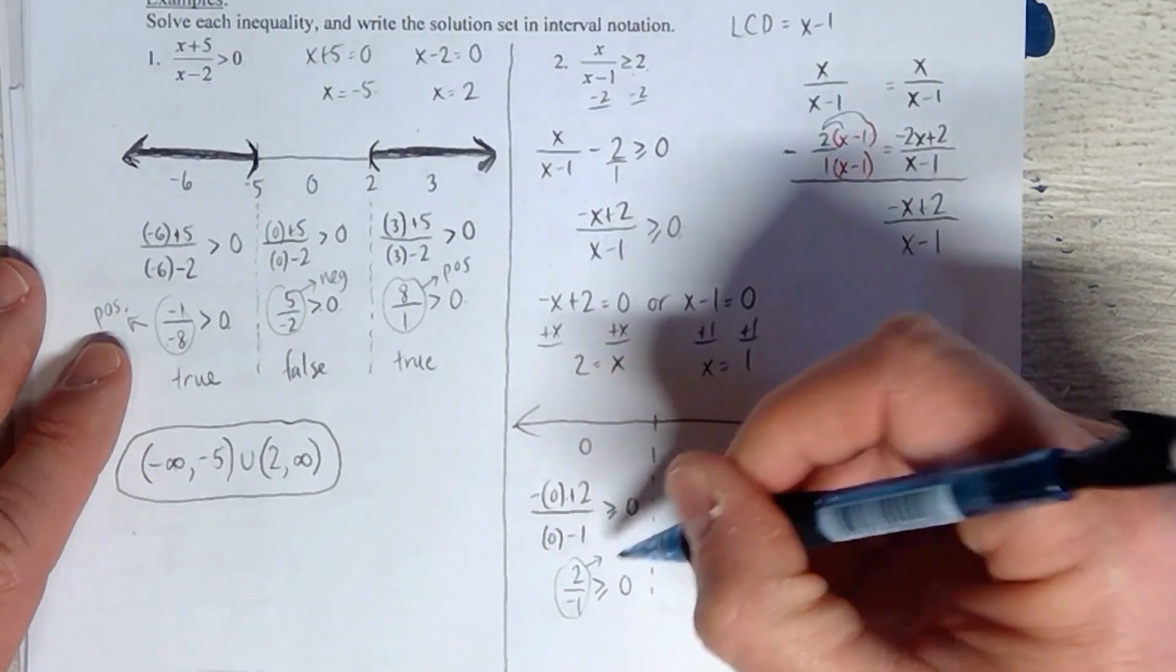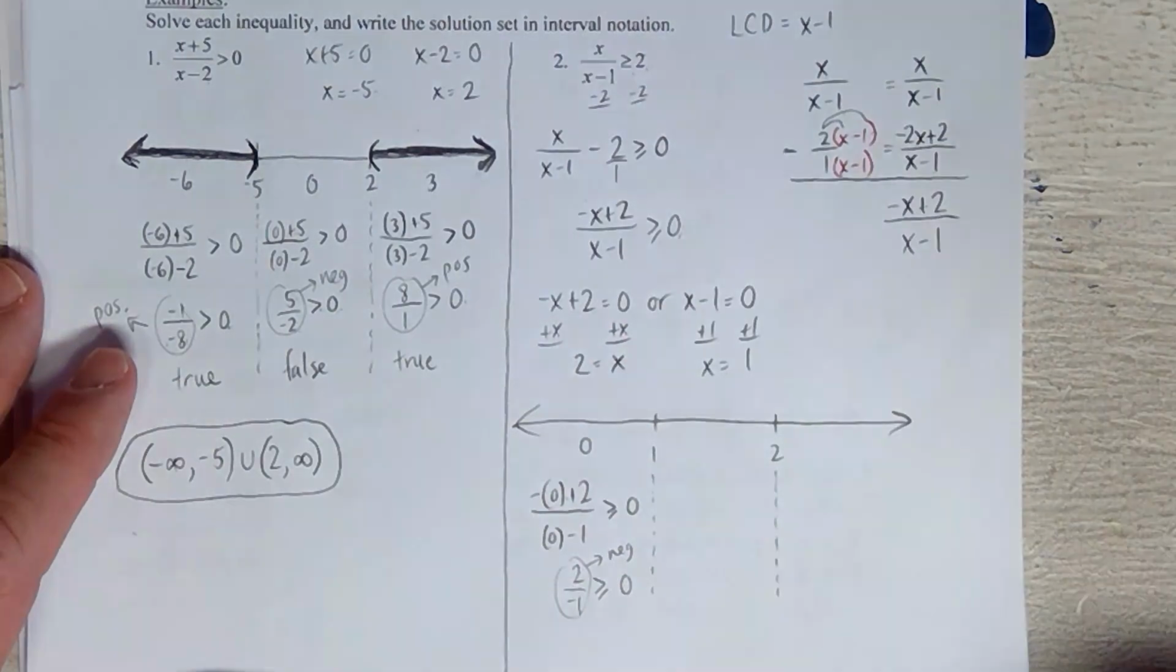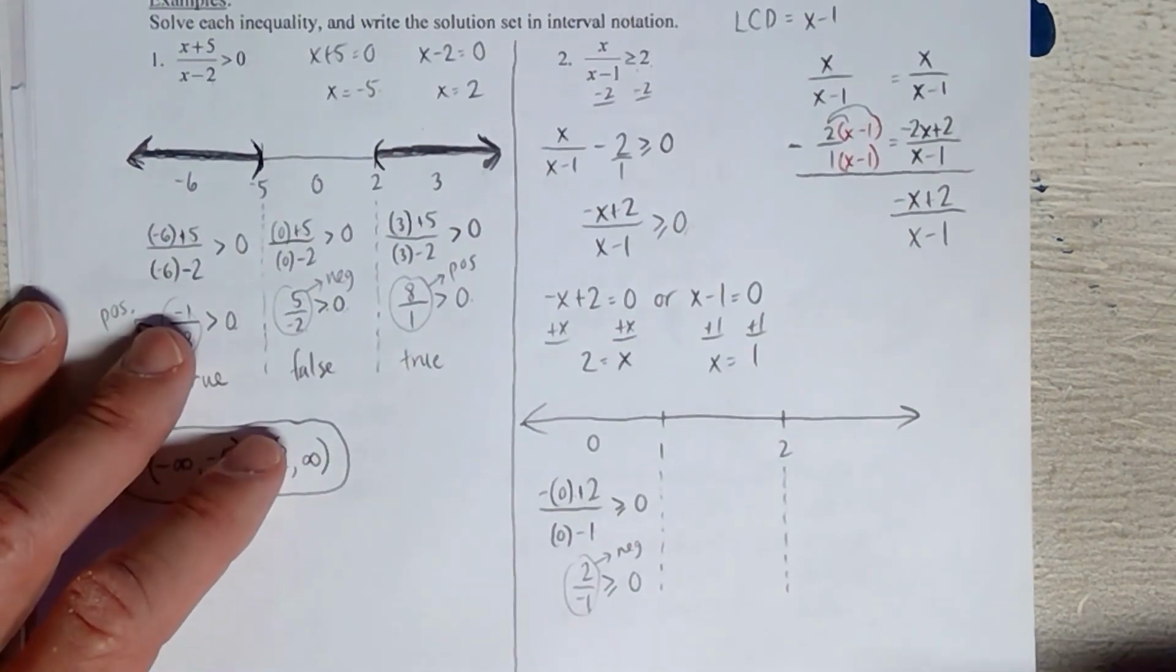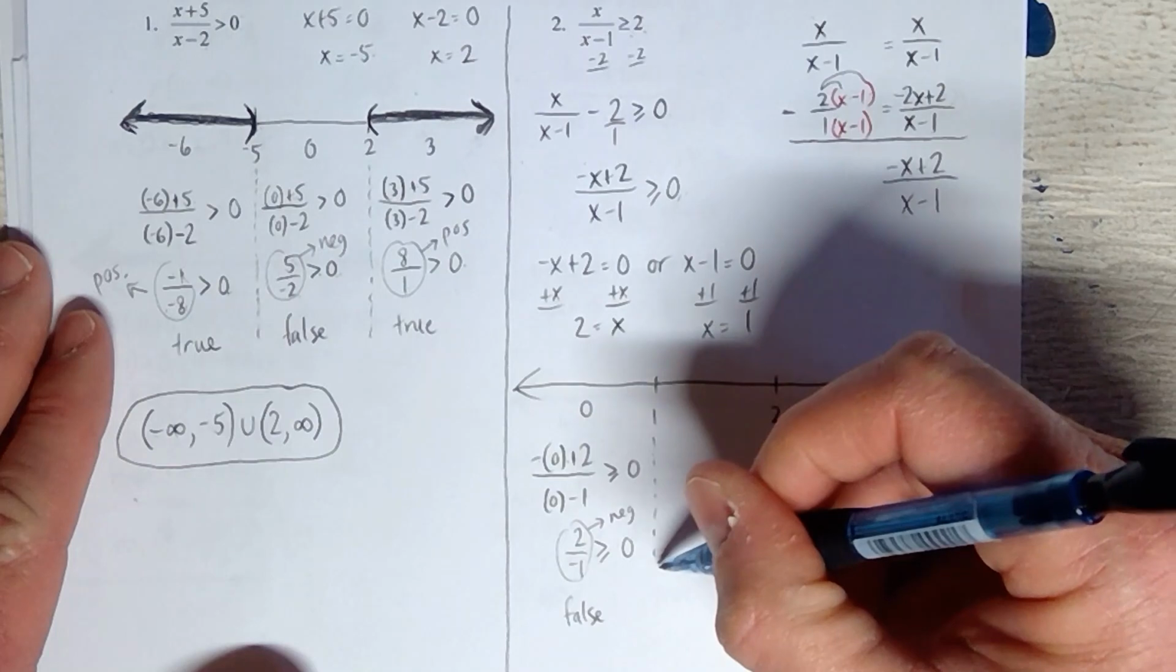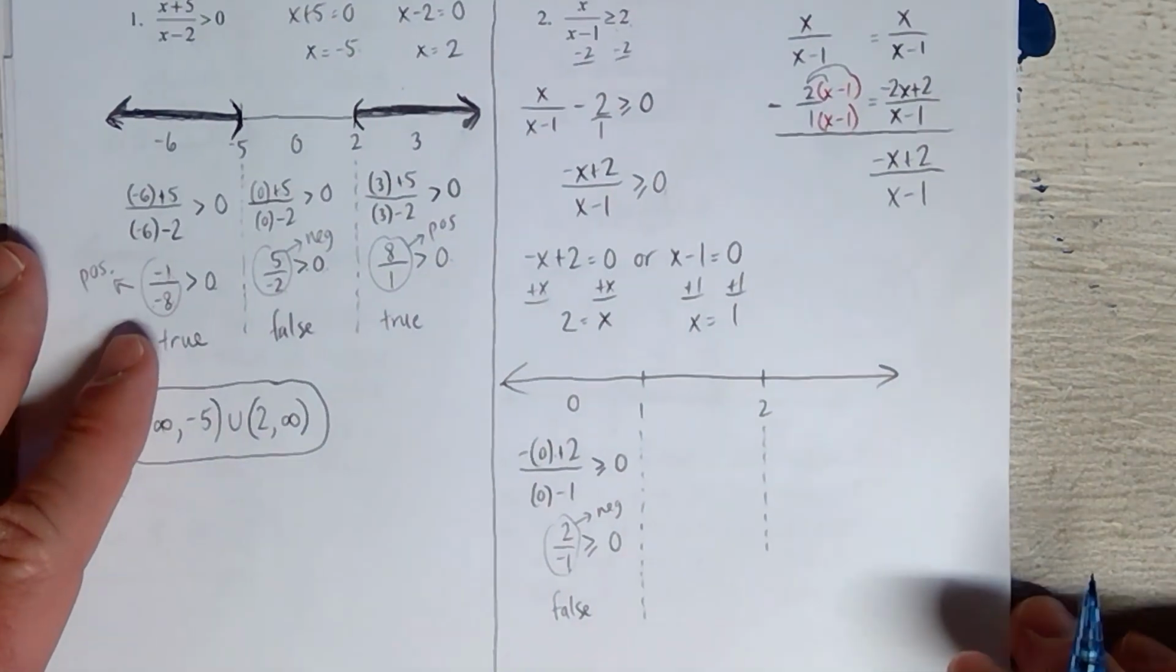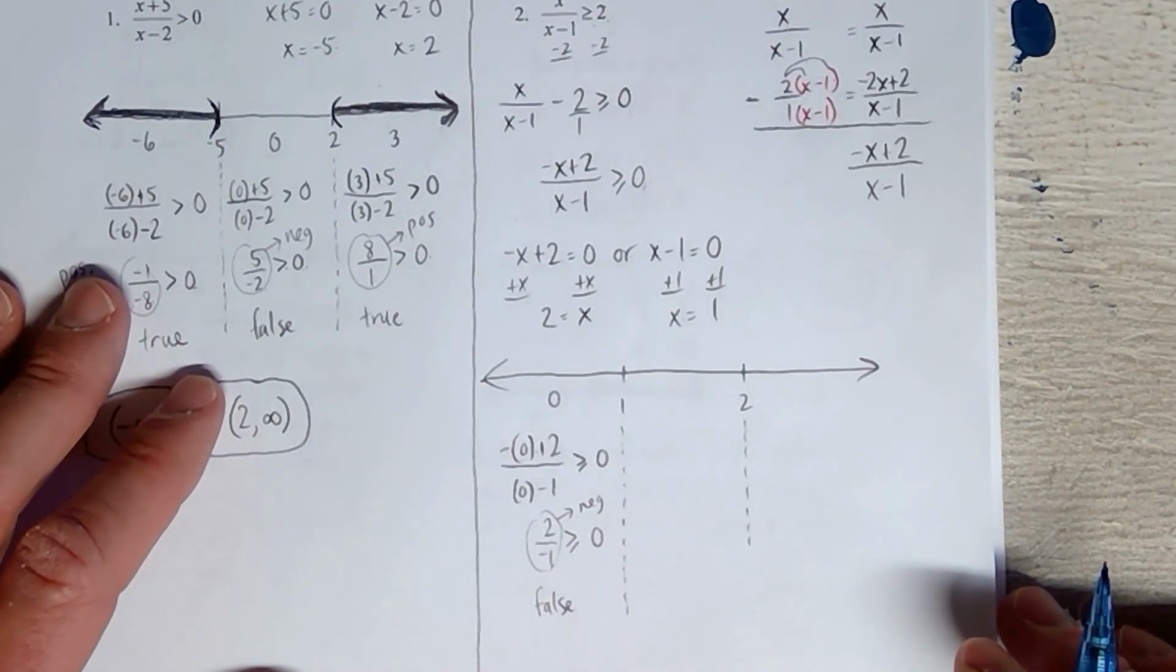Is a negative number greater than or equal to 0? No, it is not. Okay, it's less than 0. And so that is going to be false. What does false mean on a number line, you guys? It means do not shade it, right?